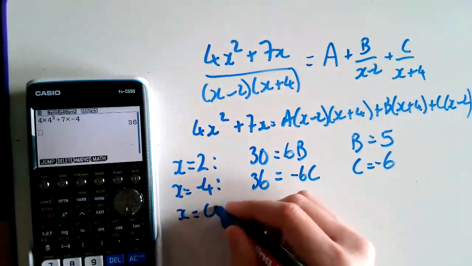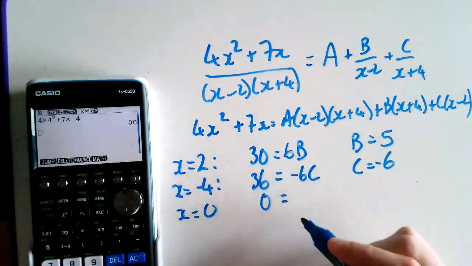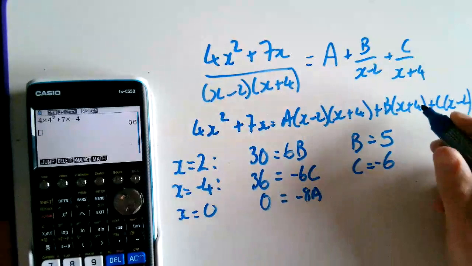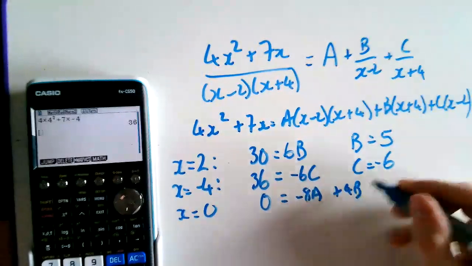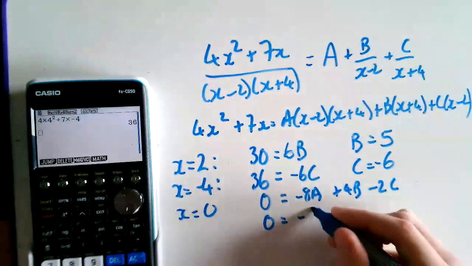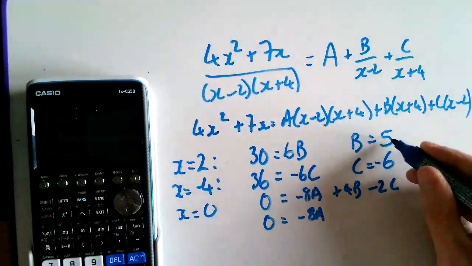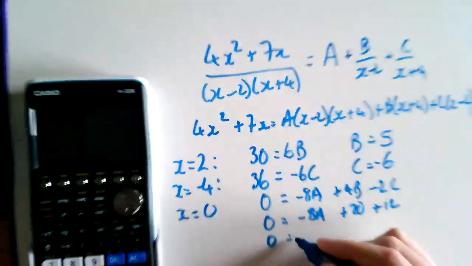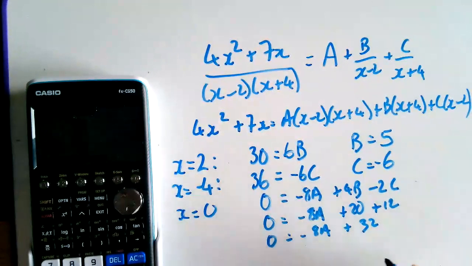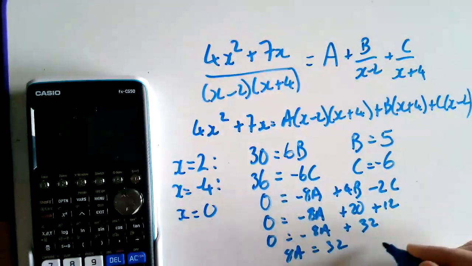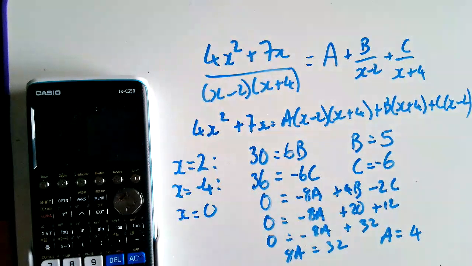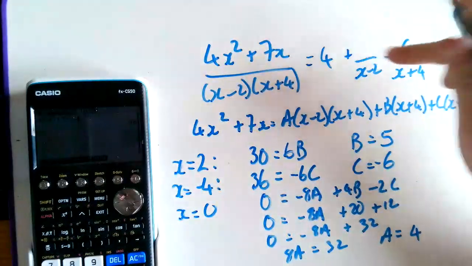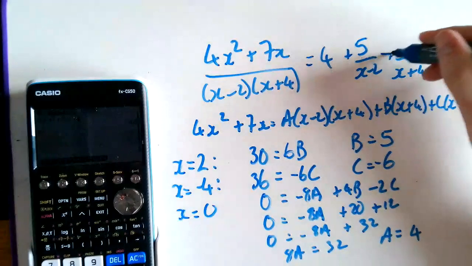And then pick a random number, so I'm going to pick 0. Into this side gives me 0. Into here, minus 2 times 4, so that gives me minus 8a. That gives me 4b. And that gives me minus 2c. So 0 is minus 8a, 4 times 5 is 20, minus 2 times minus 6 is 12. So I get minus 8a plus 32. So 8a is 32. So a equals 4, like we said it should be. So a is 4, b is 5, and c is minus 6.